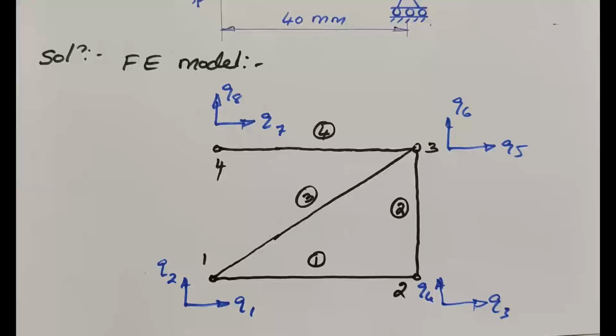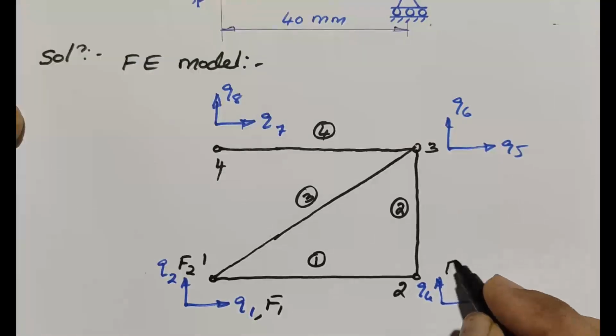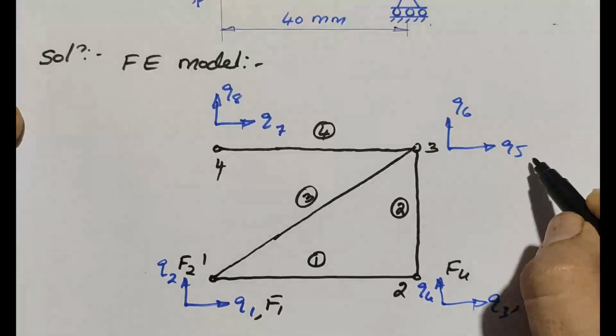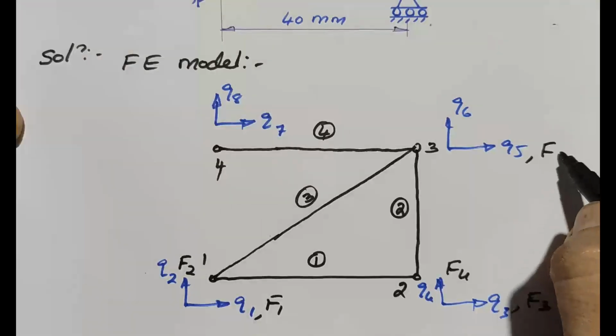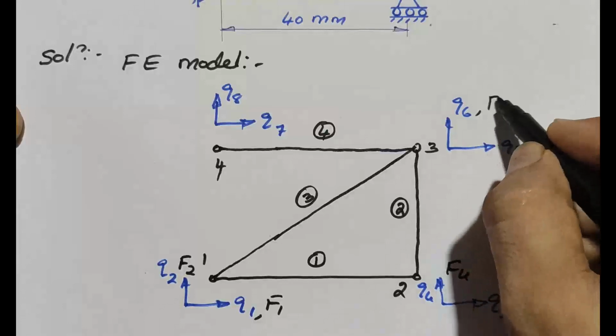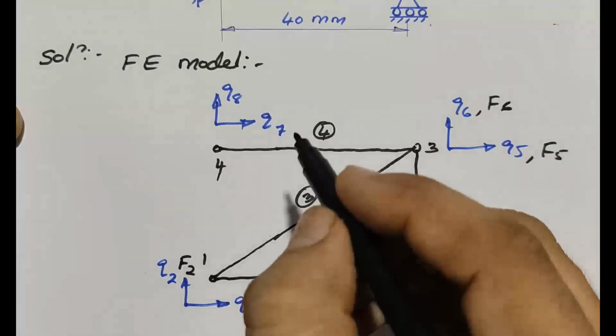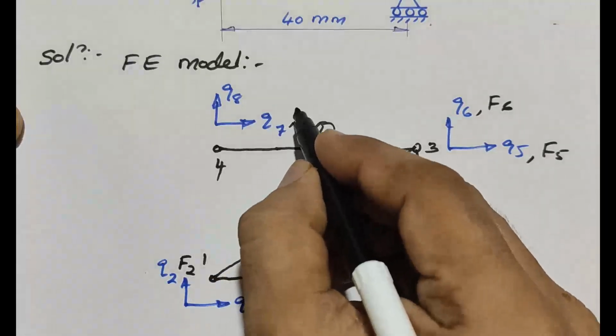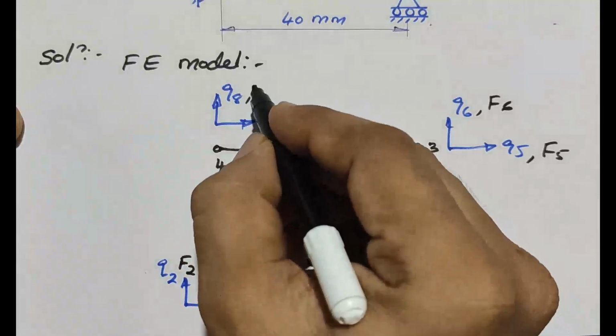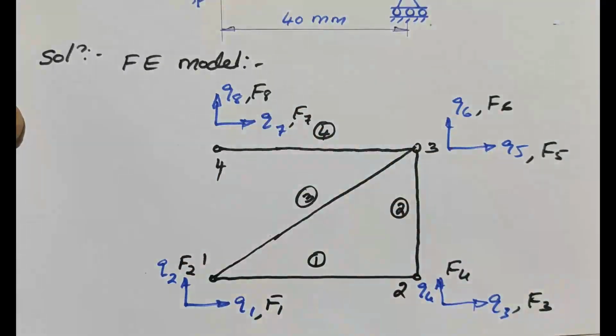Next, I will take the nodal forces. At node 1, F1 and F2 are the nodal forces in x and y direction. Similarly, at node number 2, the nodal forces are F3 and F4. At node number 3, the nodal forces are F5 and F6. Similarly, at node number 4, F7 and F8 are the nodal forces.